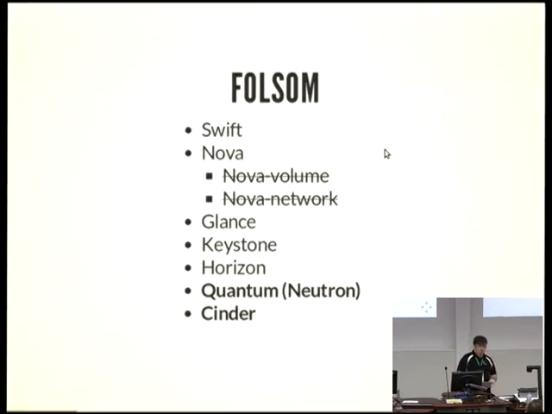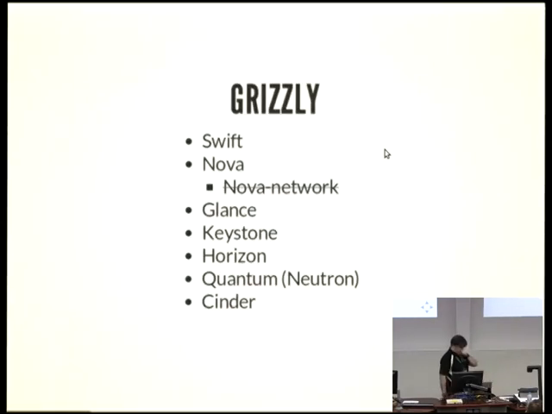So there's a bit of soul searching going on amongst the TC and PTLs at the moment, as we think about this to avoid it in future, because there are other things that will need to be split out. And that's why Nova Network is still here in Grizzly as a line-through thing. It's deprecated. It's deprecated in Folsom.